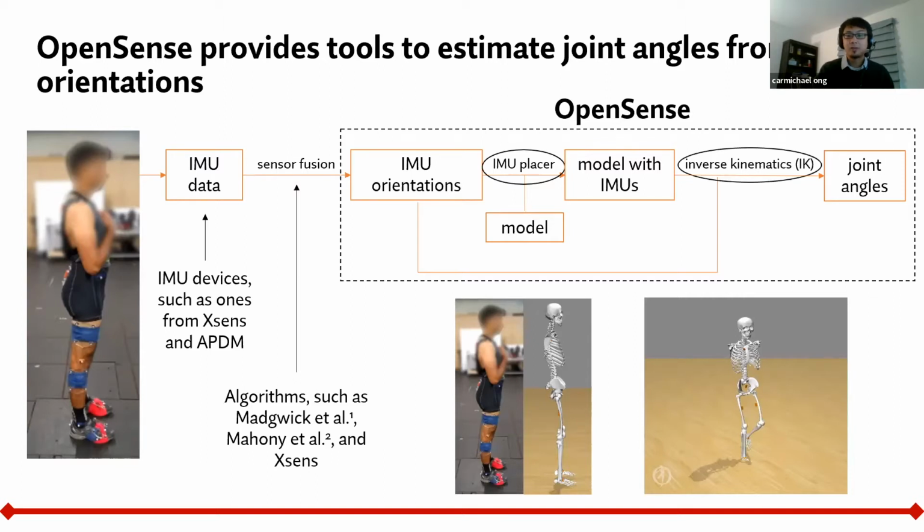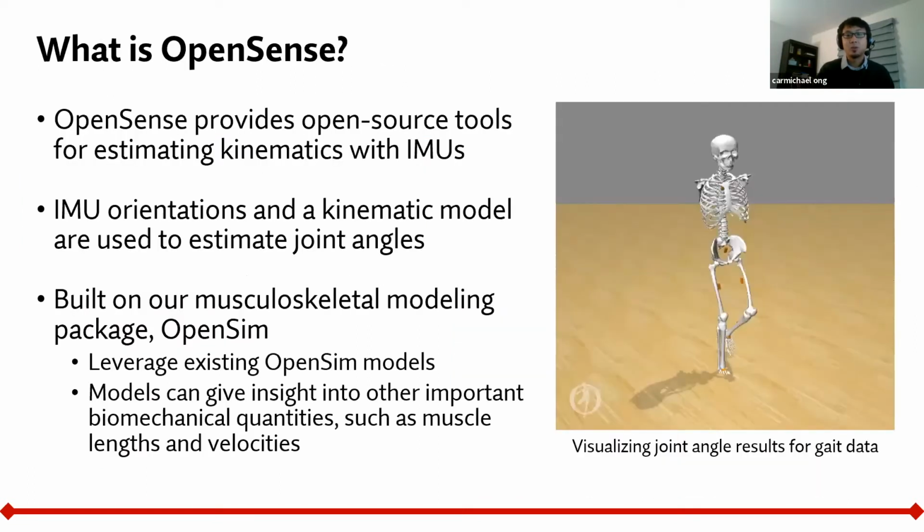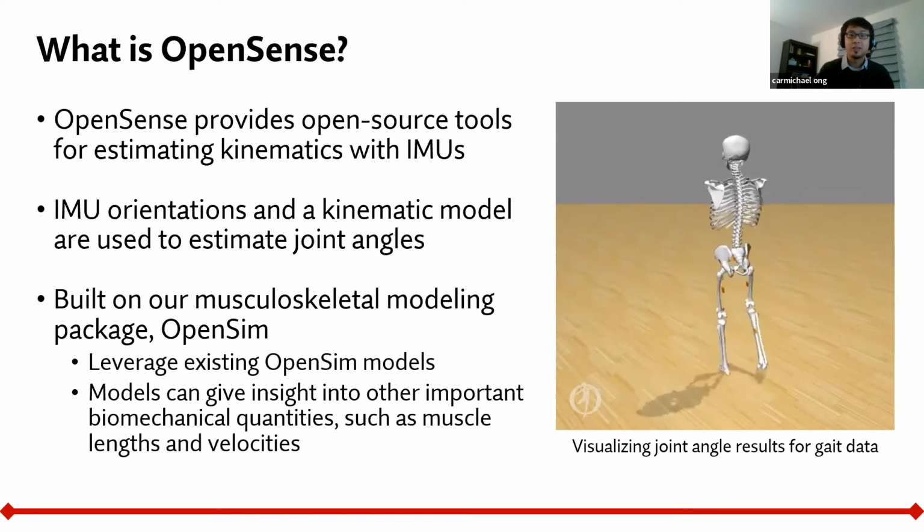But first, a quick reminder of what OpenSense is and how it works with our other software package, OpenSim. As we saw, OpenSense provides open source tools for estimating kinematics using IMU orientation data, along with a kinematic model to estimate joint angles. OpenSense is built on our open source musculoskeletal modeling package called OpenSim. And this allows us to use many existing OpenSim models and other components to help estimate joint angles. It also makes it easier to take the joint angle results and help provide insight into other biomechanical quantities such as muscle lengths and velocities.